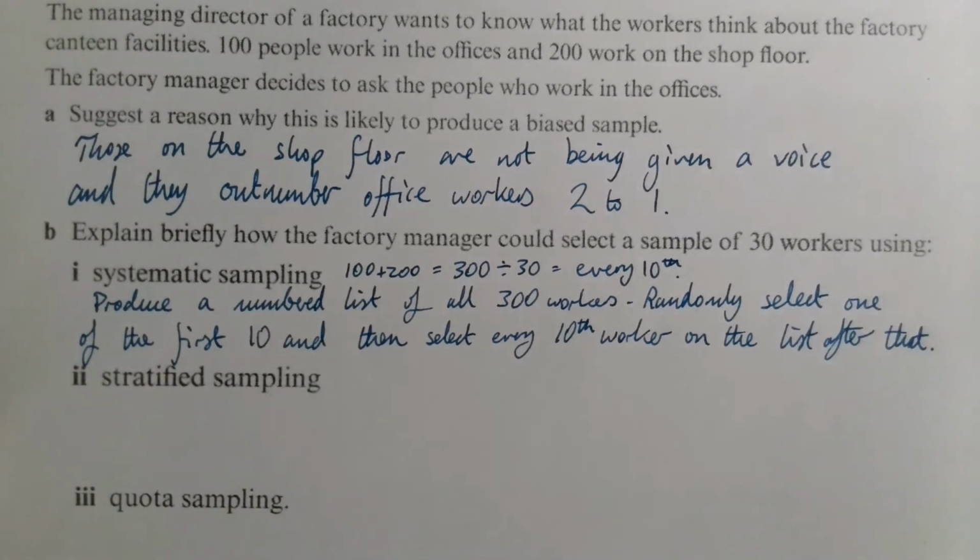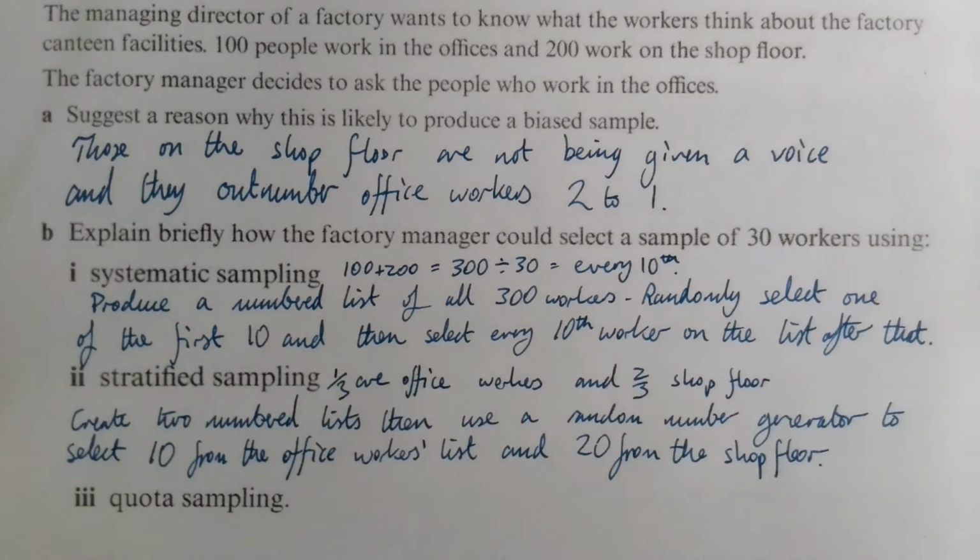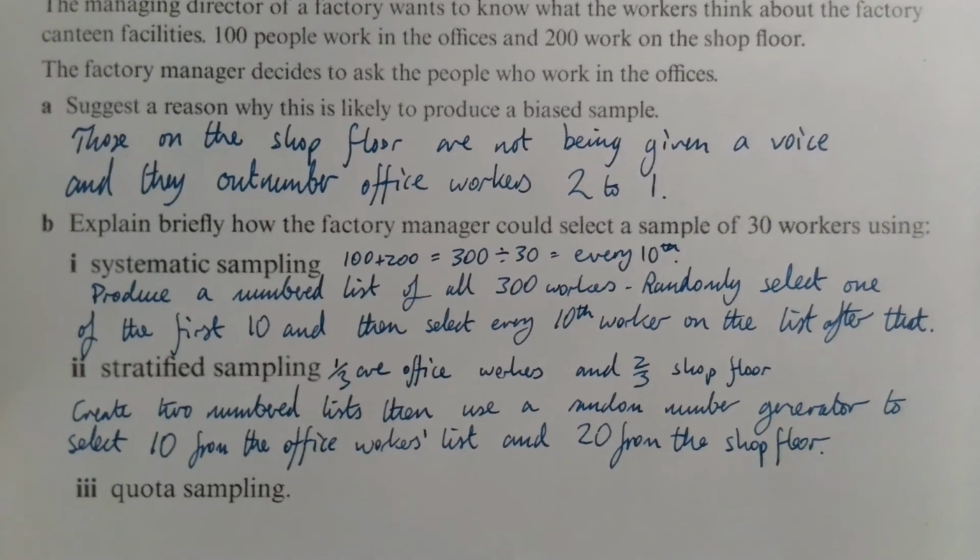Right, now stratified sampling, we need to have two separate lists of 100 and 200, and then take twice as many shop floor workers. Your answer should look something like this. So I've gone with, we've got 1/3 are office workers and 2/3 shop floor, create two numbered lists, then use a random number generator to select 10 from the office workers list and 20 from the shop floor. Anything that clearly shows something like that would be great.